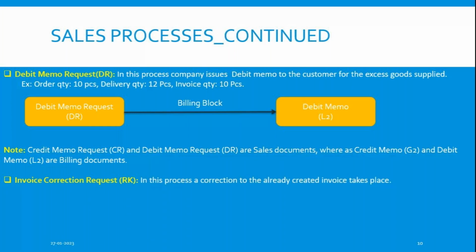The last document under complaints is the invoice correction request. This is also a complaint document. We have customer returns, credit memo request, debit memo request, and invoice correction request. In this process, a correction to the already created invoice takes place. When do we create an invoice correction request? The word itself says invoice correction. It means you have already given an invoice to the customer, something went wrong in the invoice, and then you are correcting it. You are not canceling it. Invoice cancellation is also there, but we are not canceling it, we are correcting it.